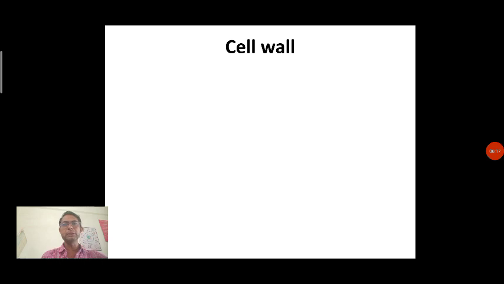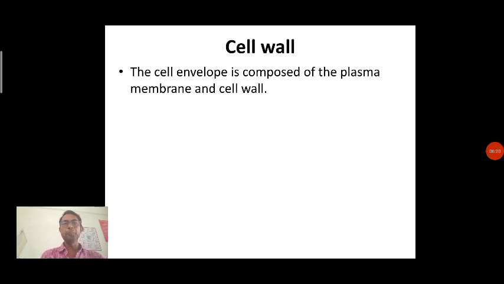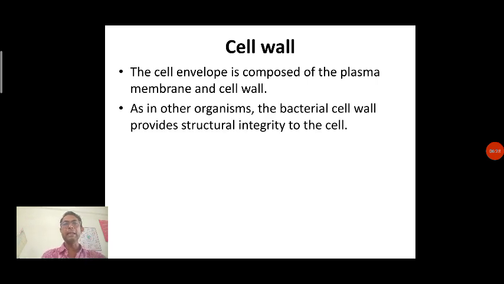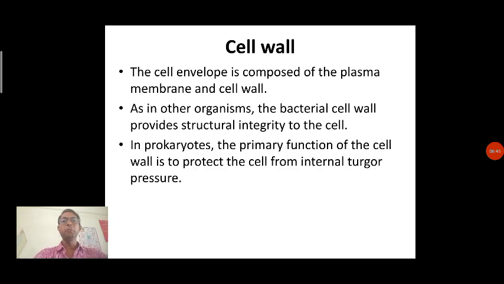Now when we talk about the cell wall, the cell envelope is composed of the plasma membrane and the cell wall. So the cell wall is the external covering. As in other organisms, the bacterial cell wall provides structural integrity to the cell. It is only a single cell, and that's why the structural integrity is given by the cell wall. Now in prokaryotic cells, the primary function of the cell wall is to protect the cell from internal turgor pressure.